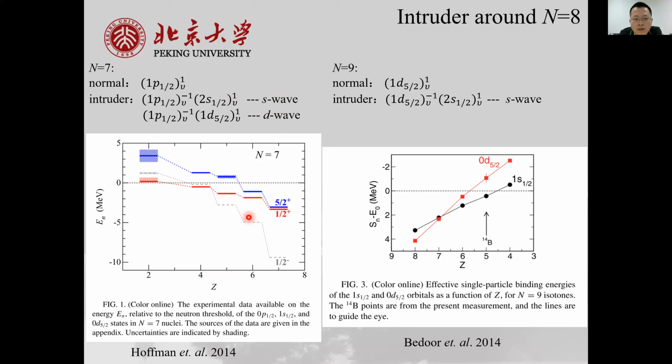The left figure summarizes the result for the ordinary PSD orbitals for the N equals 7 isotones. You can see clearly the change of the PSD orbitals, and the same trend is also found for the neutron-rich isotopes with 9 neutrons. The ordinary S and D orbitals change as the J value changes.